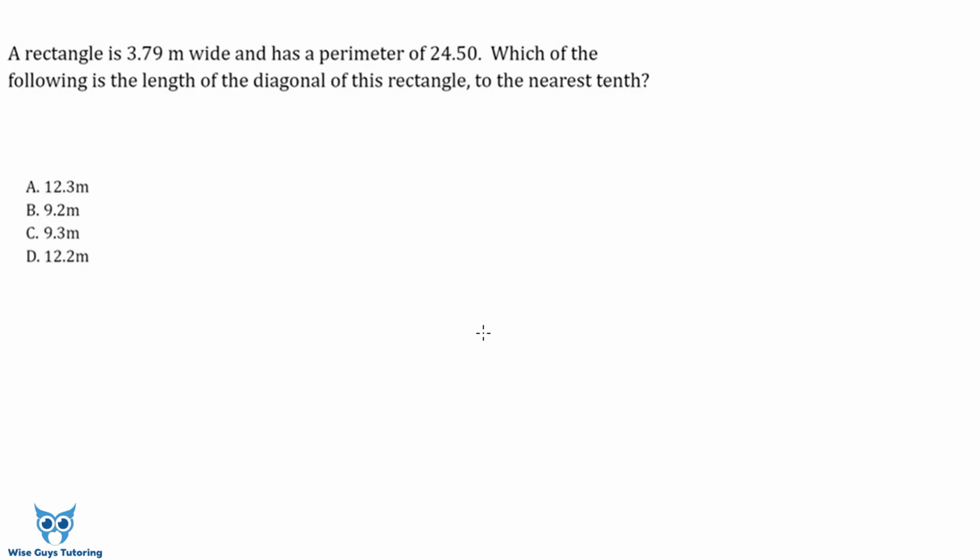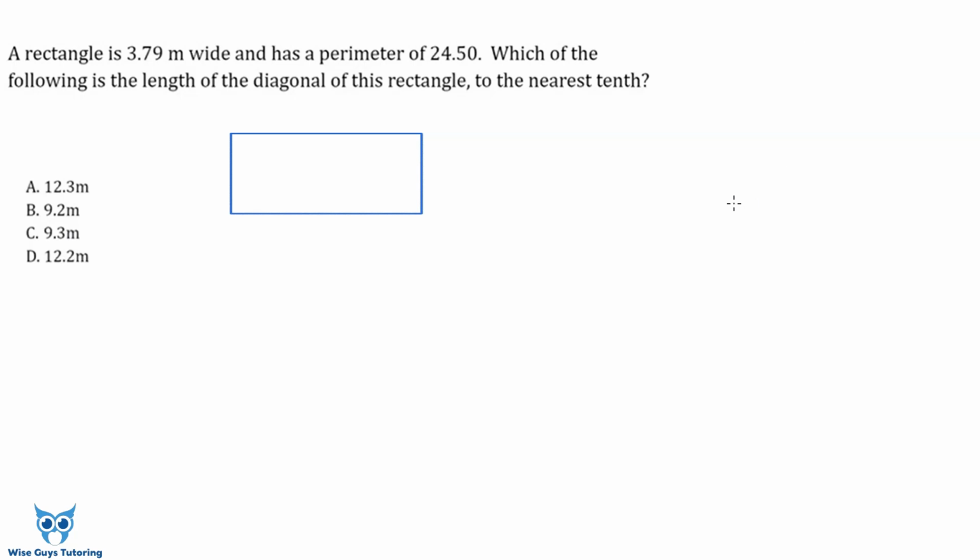Here it says a rectangle is 3.79 meters wide and has a perimeter of 24.50 meters, I assume. Which of the following is the length of the diagonal of this rectangle to the nearest tenth? So whenever you got these word problems, you gotta draw a diagram. It helps tremendously. So here's what I'm gonna do.